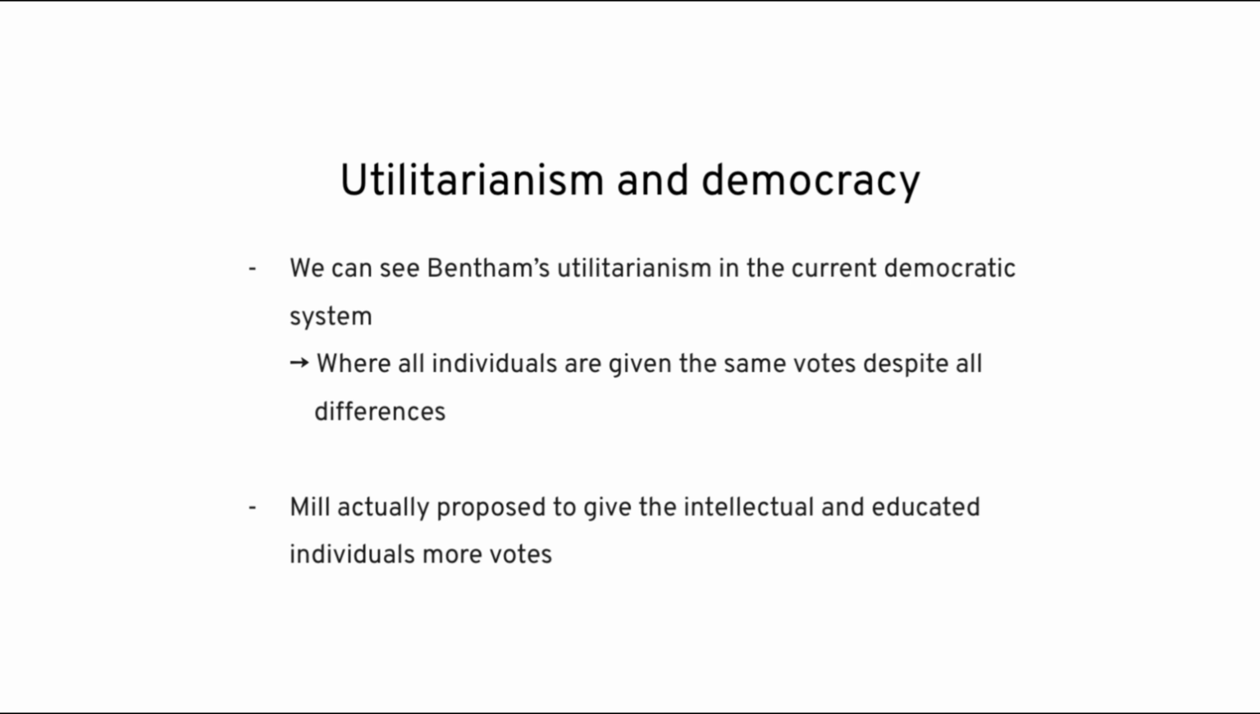In the current system of elections, all citizens are given the same amount of vote, despite all differences. This is where we can see Bentham's utilitarianism, where there is no difference in quality, so everyone is equal, and the government tries to satisfy the larger quantity, or the majority. Mill, with his theory of quality utilitarianism, actually proposed that there should be a difference between the number of votes an educated individual gets and the number of votes a normal citizen gets. He proposed weighted voting.